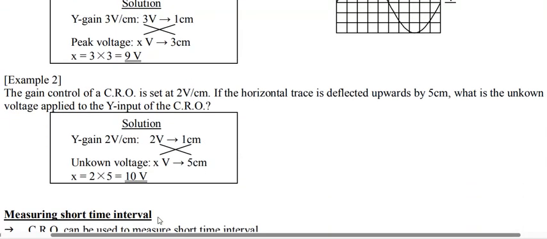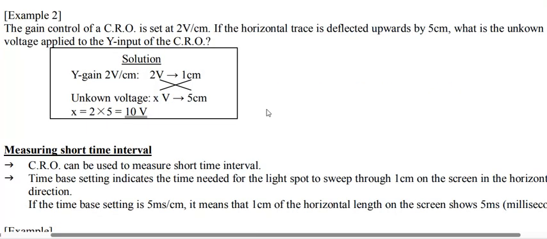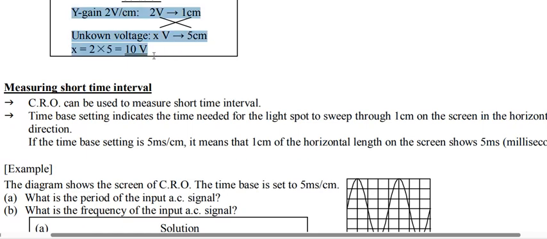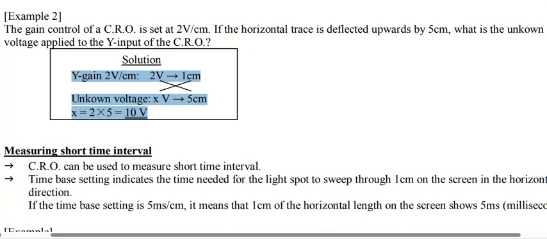We go to the next example. We are told that the gain control of a CRO is set at 2 V per centimeter. This means that 1 centimeter is equal to 2 V. If the horizontal trace is deflected upwards by 5 centimeters, what is the unknown voltage applied to the Y input of the CRO? 1 centimeter is equal to 2, 5 centimeters is equal to, we don't know. So the answer will be 10, 2 times 5, as shown in that diagram. So that is the solution.